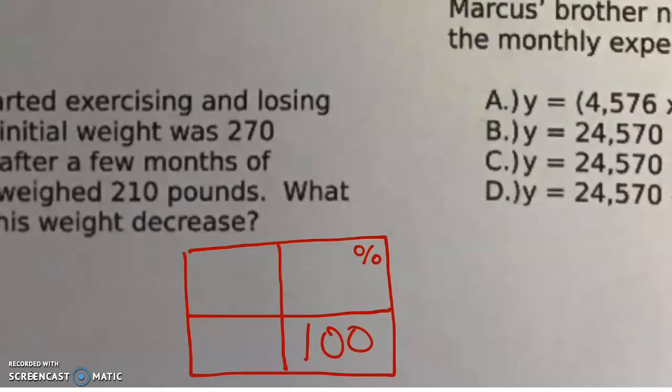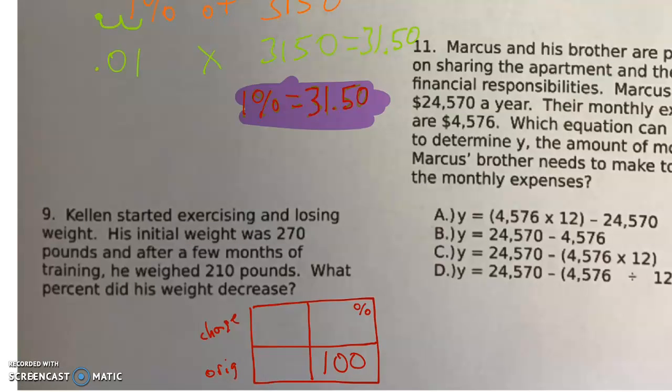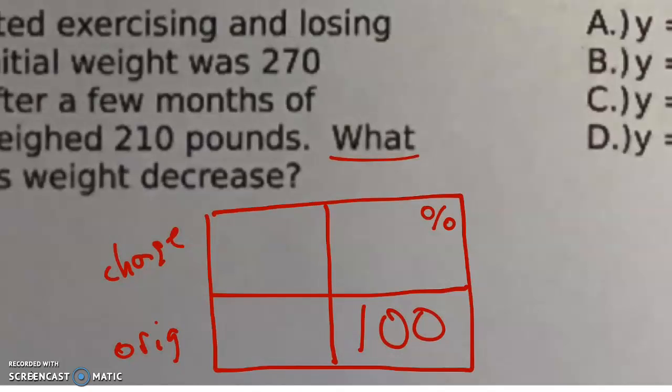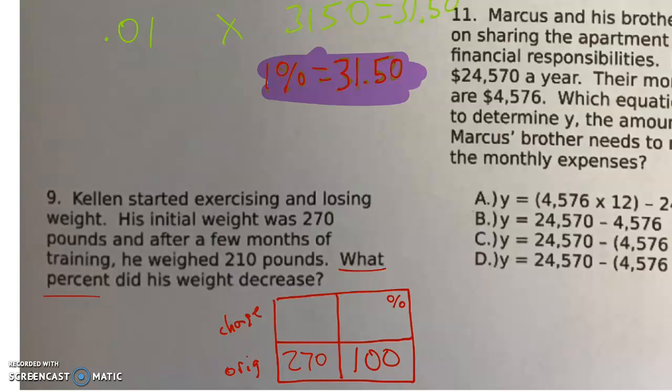And that is the percent proportion. Remember, we've got the original on the bottom and how much it changed on the top. We are finding the percent because that's literally what it says. What percent? Originally he weighed 270 pounds, and he now weighs 210.